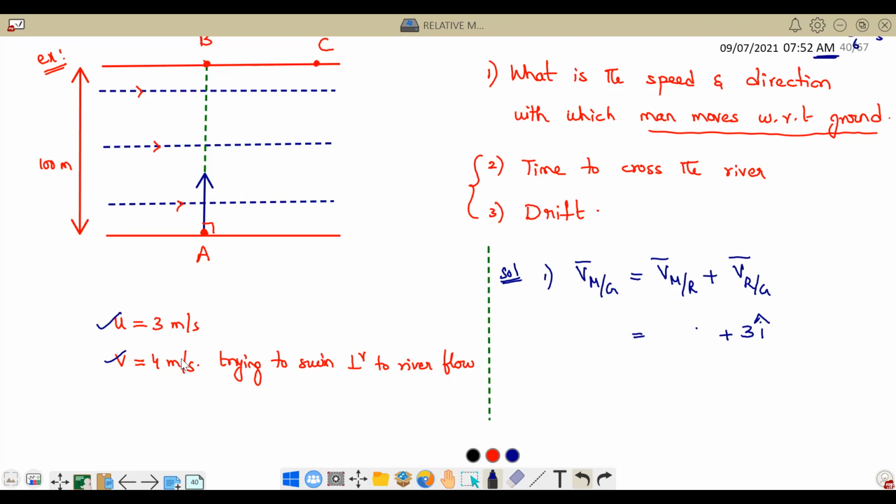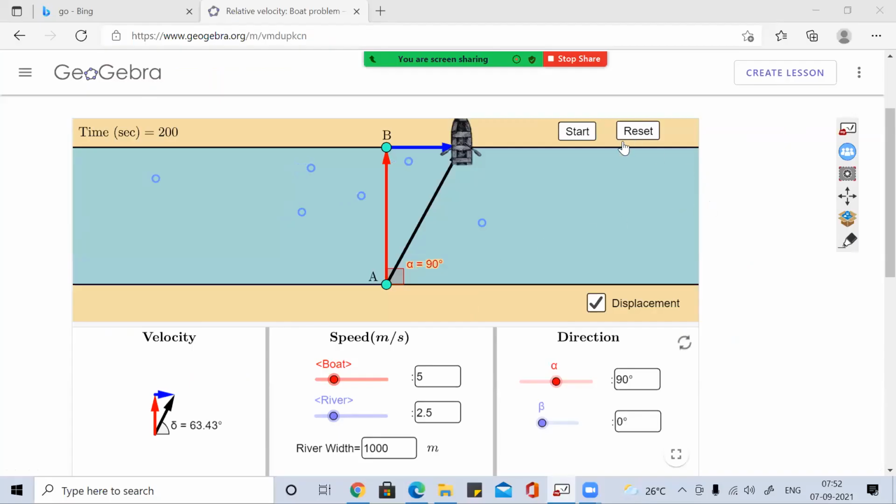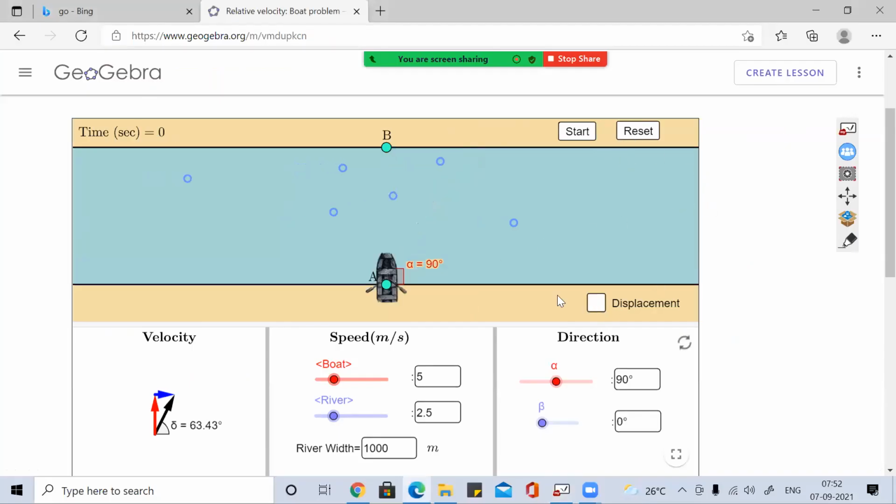He's trying to swim which side? 4j cap. Okay, he is always trying to swim this side. Please once again listen carefully. He is always trying to move this side only. But because of the river, he is pushed.